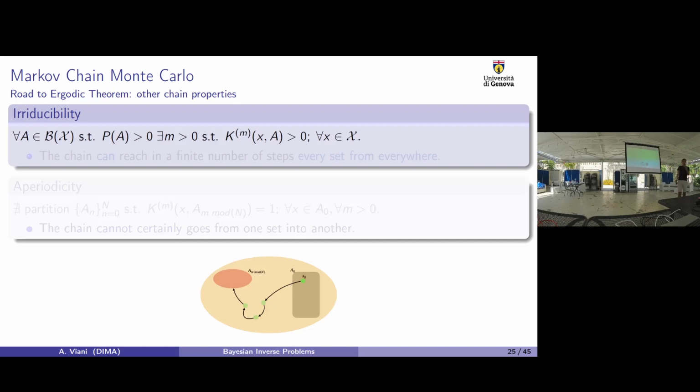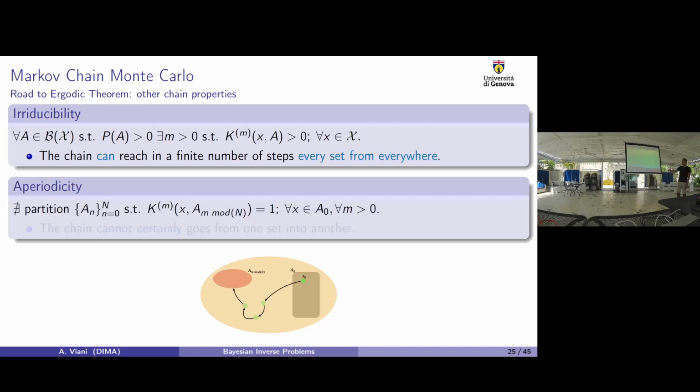Then we have to introduce two different definitions. The first one is the irreducibility. Don't look at the definition, just read it if you want, but the fact is that a chain is irreducible if we can reach each set starting from everywhere. So I can visit the whole possible region of the space. And this means that the chain is irreducible.